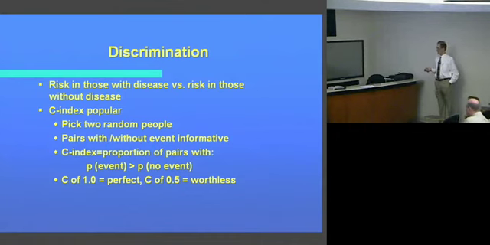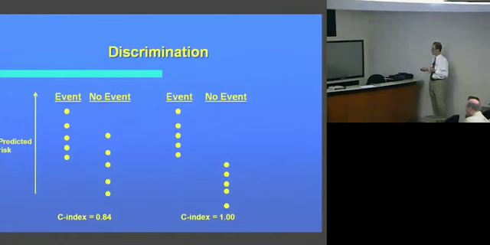The idea behind this is if you pick two random people out of the population and one of them had an event and one of them didn't, the person who had the event has a higher risk score than the person who didn't. So if you were just randomly picking people in these pairs, you'd be 50%. So 0.5 is really bad. And if you were 100%, you'd get 1, so that's perfect. So this is the C-index; the area under the ROC curve is another name for the same thing.